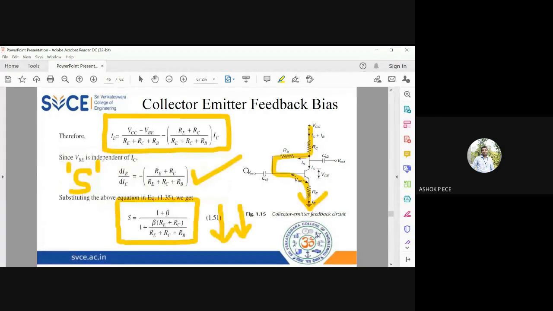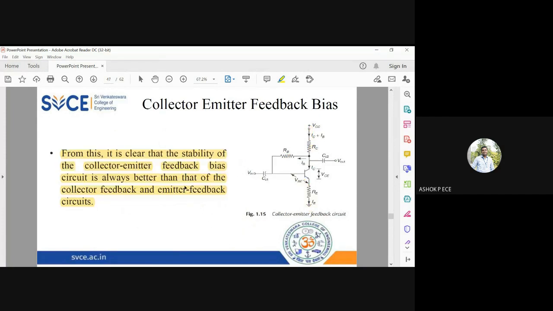And from the expression, mathematically, we can say this circuit will have a stability factor very much less compared to the individual collector feedback and emitter feedback biasing circuits. So that can be assured from this biasing circuit.